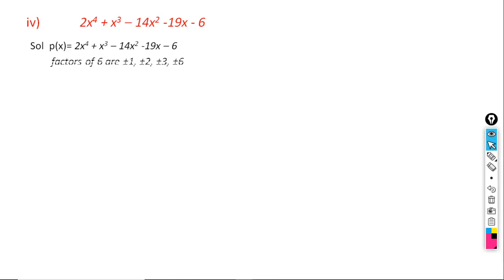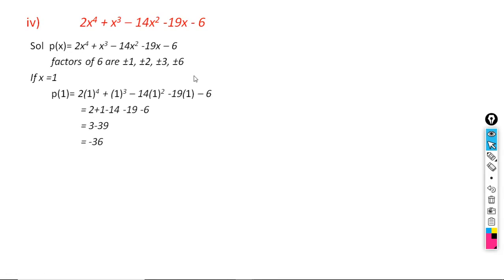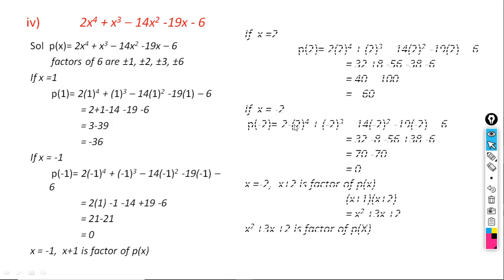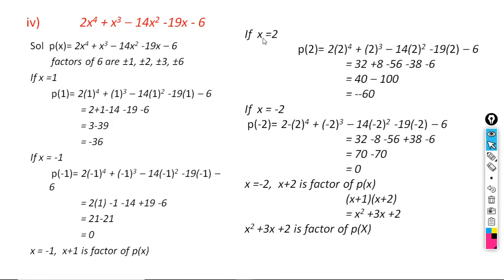Let us do it. Considering polynomial p of x, here the constant term is 6, so possible factors are 1, 2, 3 and 6. For x equals 1, we will not get 0. Substituting x equals minus 1, we will get 0, so we get x plus 1 as a factor. Now we try to find one more 0. Substituting x equals 2, we did not get 0. By substituting x equals minus 2, we get 0.